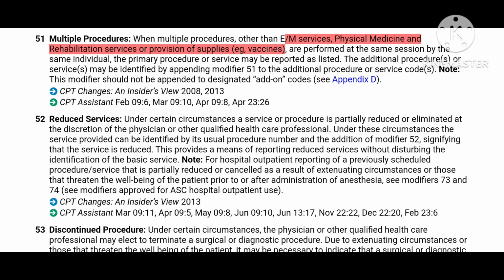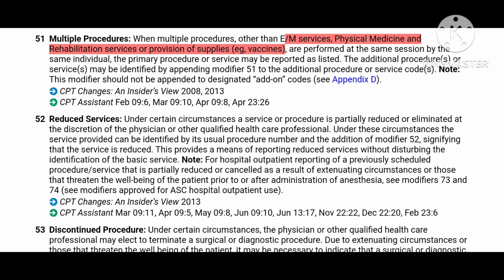Next is modifier 52. This also I don't have to explain. We have seen this many times in the medicine chapter. What is modifier 52? Reduced service. Whenever a surgical procedure or procedure is not completely done according to the code description, we are reducing it, then we will use modifier 52. So examples, medicine chapter codes. One more you can write, colonoscopy.